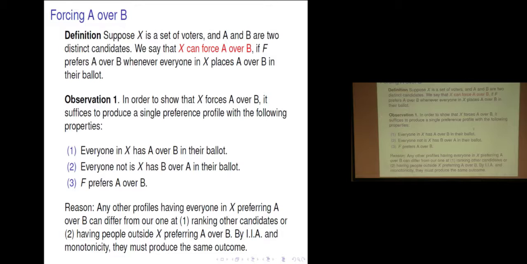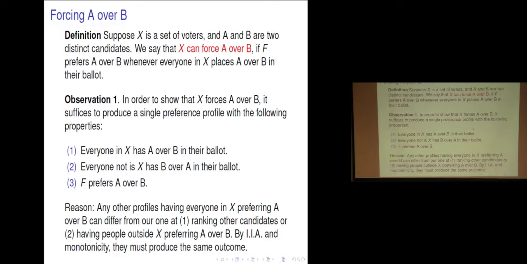But if 1, 2, 3 hold, by monotonicity, if there are people who change their mind to help A, things are only better. So F will still have A over B. That's the reason. Here we use IIA and monotonicity. So we reduce the checking of whether X forces A over B to checking 1, 2, 3. And this will be used later. Probably at that time, I'll remind you again. It's long, but not too hard.